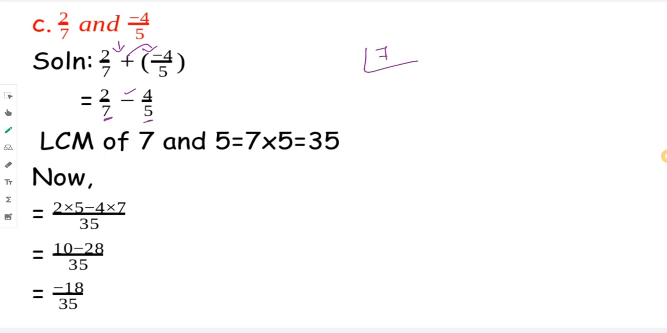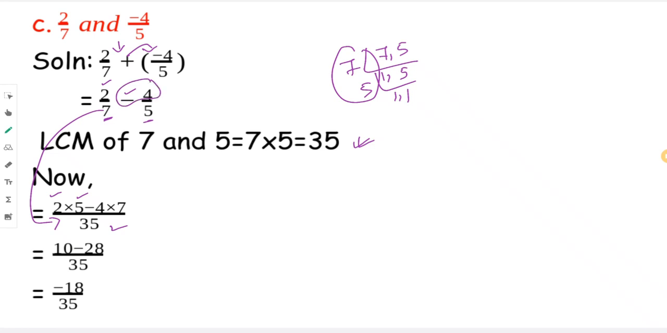So 7 and 5, then I'll just say 7 1s are 7 and 5 1s are 5, which means my LCM will be 7 5s are 35. Okay, so I've already written here. What's my first numerator? 2, right? So I've written 2. 7, how many times are 35? 7 5s are 35. What is my next numerator? Remember, you have to take it along with the sign, right? Minus 4. So I've written minus 4. And 5, how many times are 35? 5 7s are 35. Okay, if you're done with that, let's multiply now.